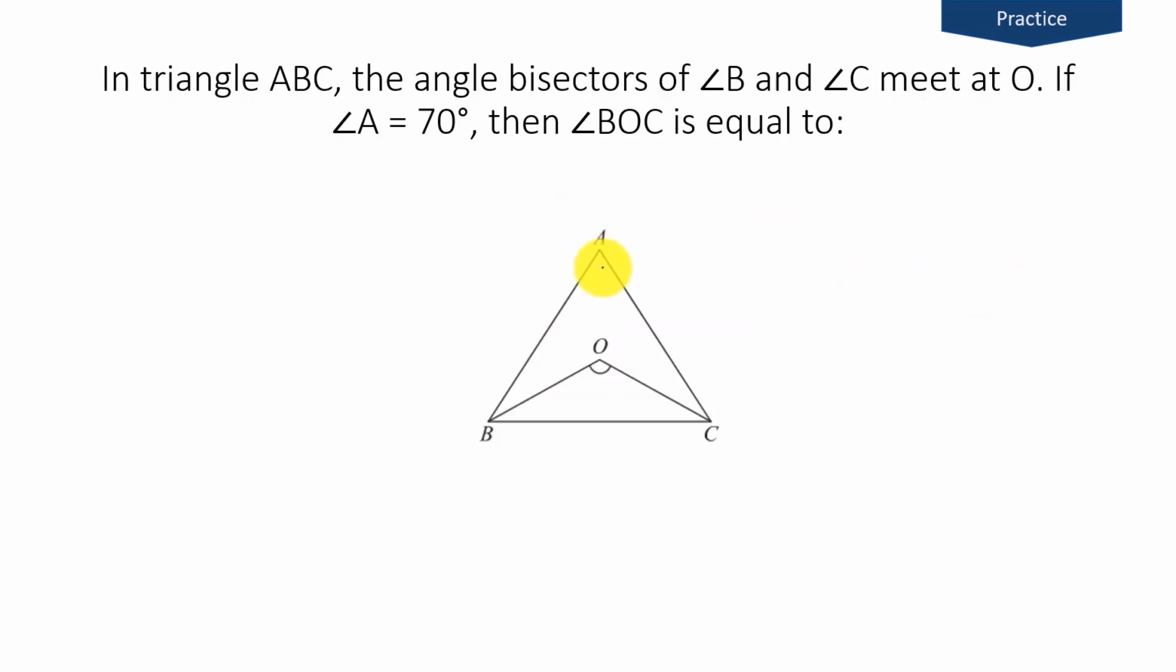Now in this triangle ABC, there are two angle bisectors. So OB is bisecting the angle B and OC is bisecting angle C. We know that angle A is 70 degrees and we want to find out the value of angle BOC. So I'm taking angle OBC as X and angle OCB as angle Y.